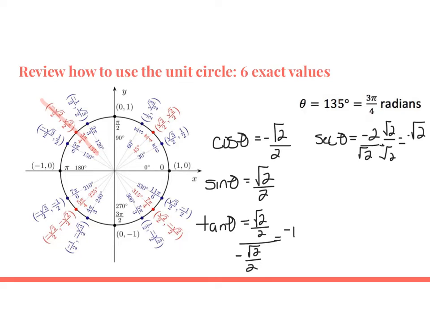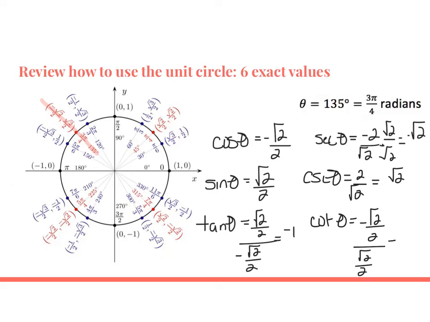Next, we'll find the reciprocal of sine, which is cosecant. Again, rationalize. Cotangent is the reciprocal of tangent. And those are the 6 trig ratios.